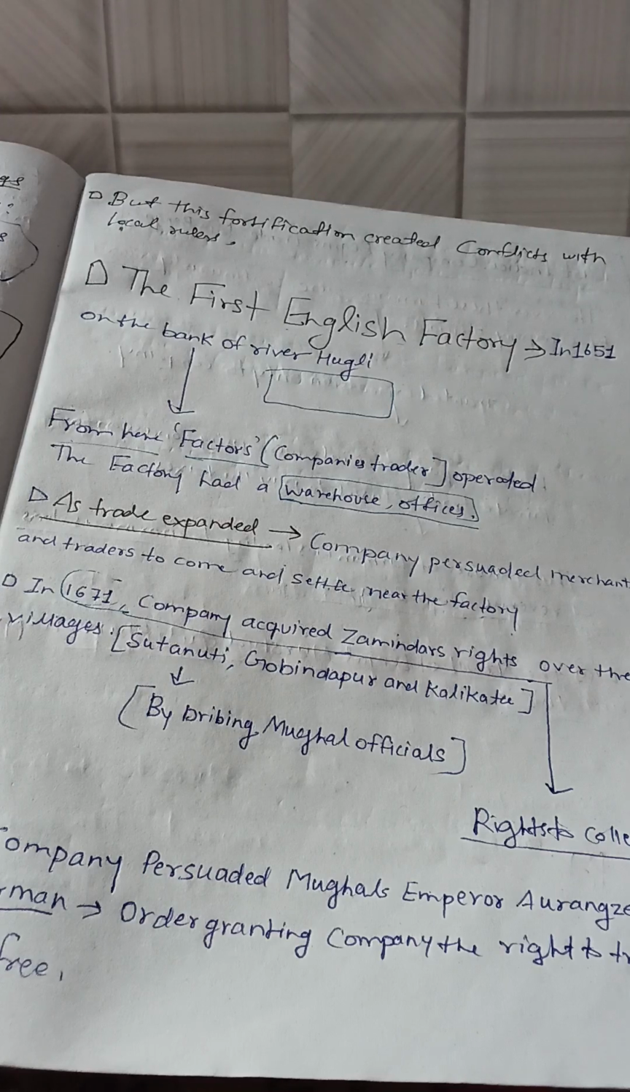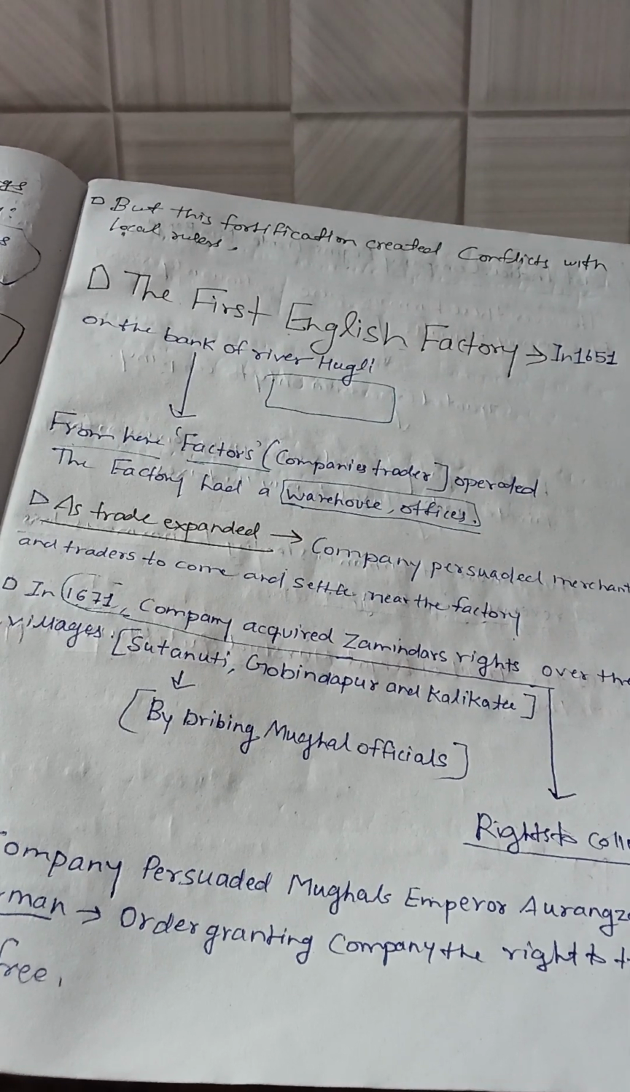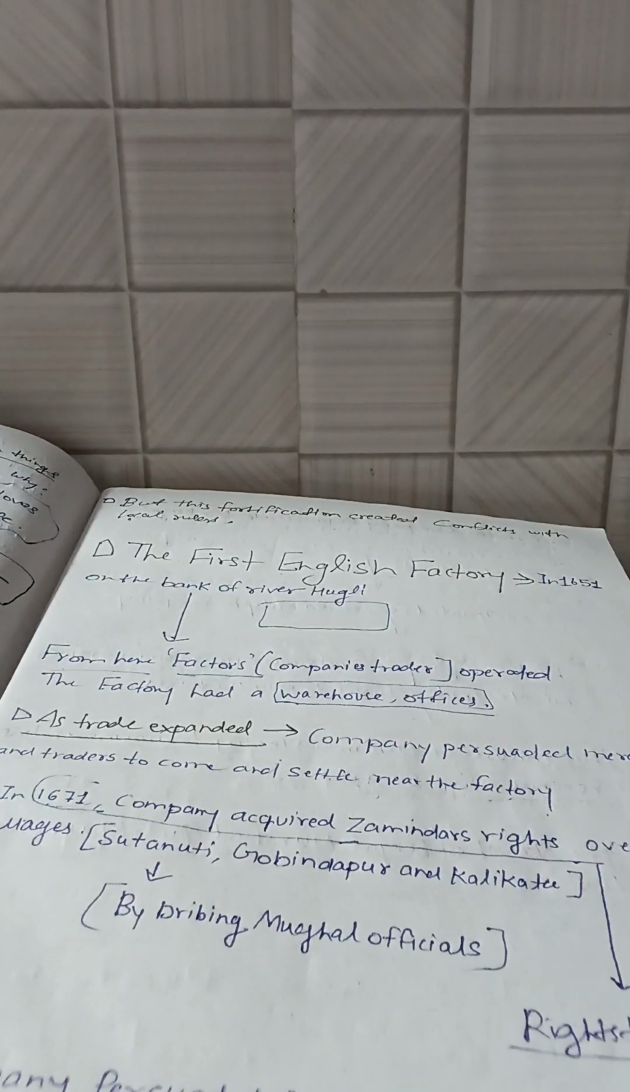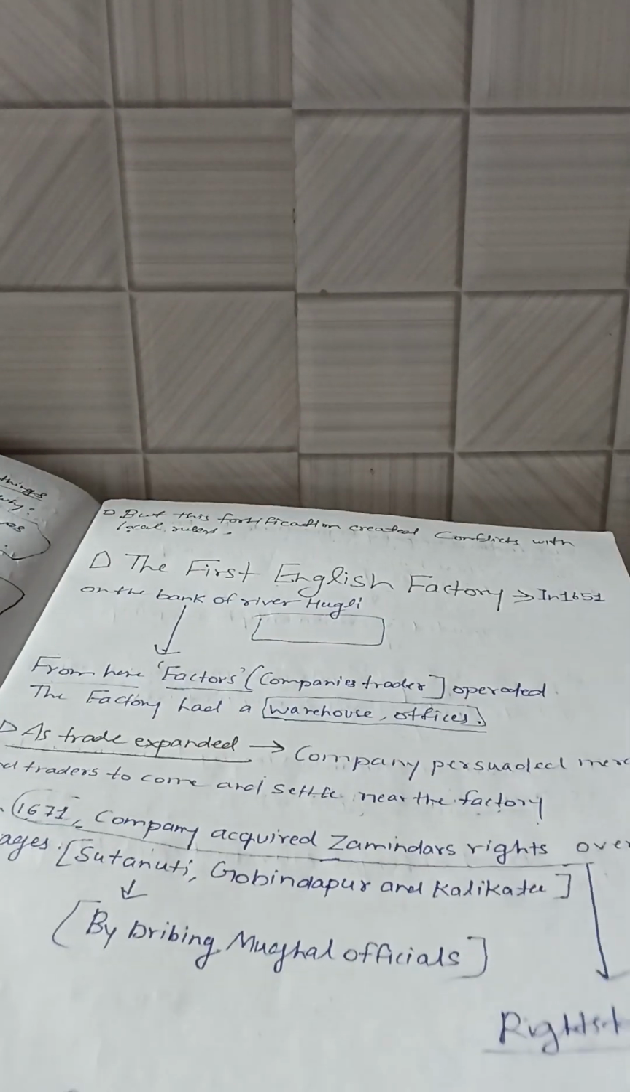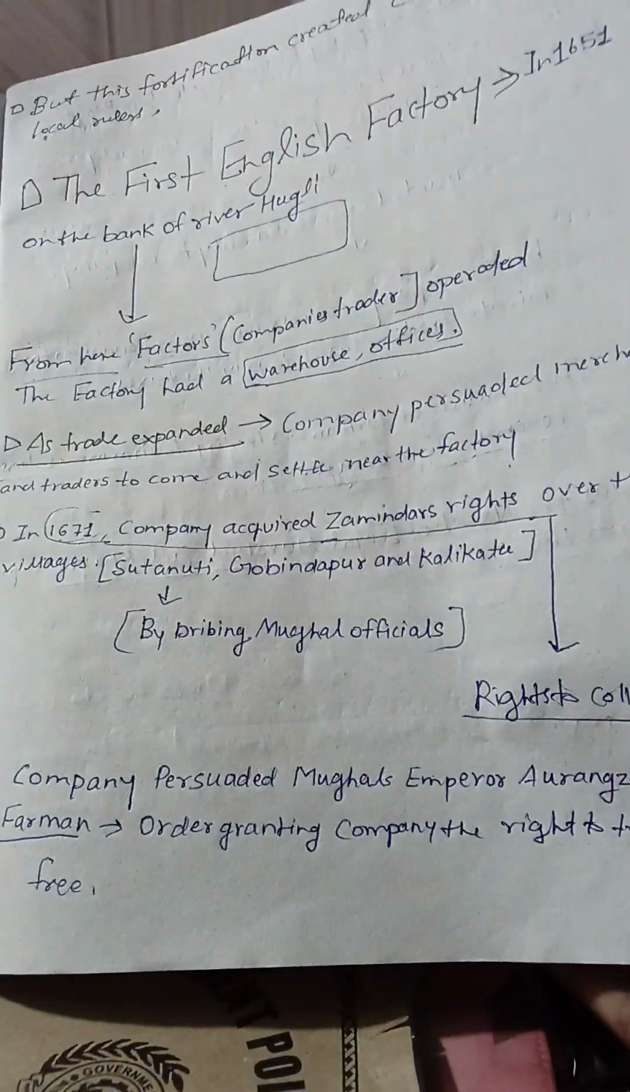The company did one thing: they bribed the Mughal officers, and they gained control of three villages, as I mentioned earlier. And what do you mean by zamindari rights? The right to collect taxes.